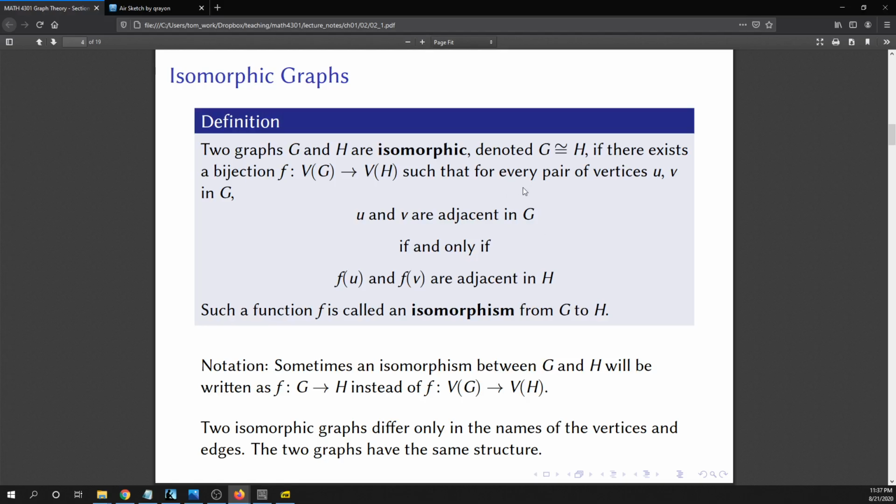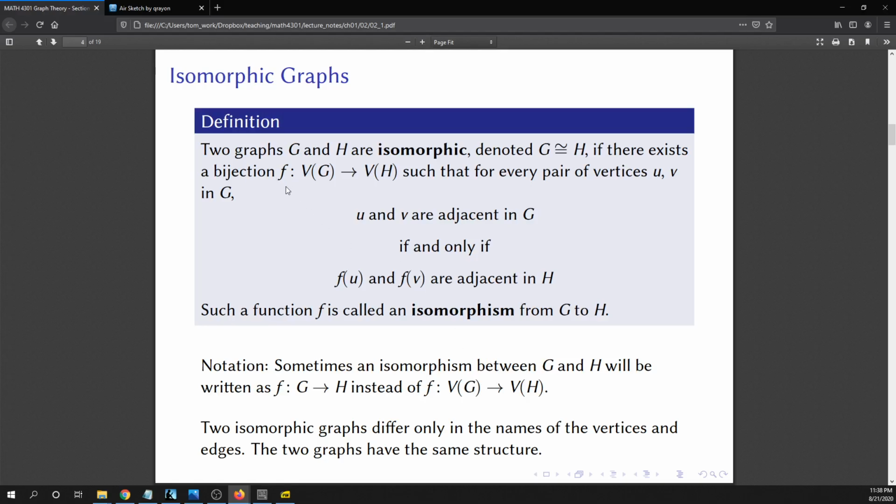So that's what it means. That's the definition of isomorphic. And that function F is called an isomorphism from G to H. And then one other note about the notation, right?